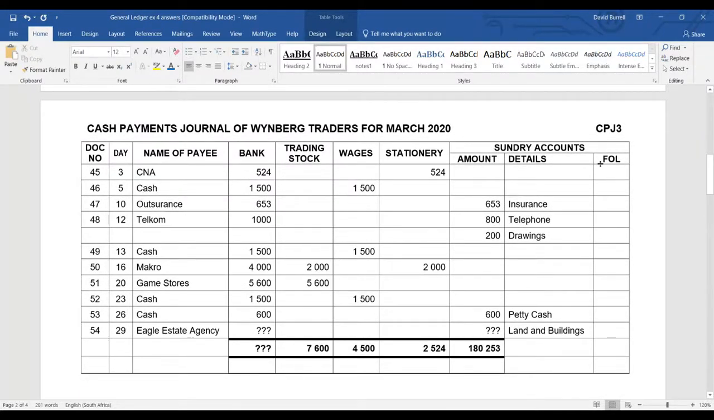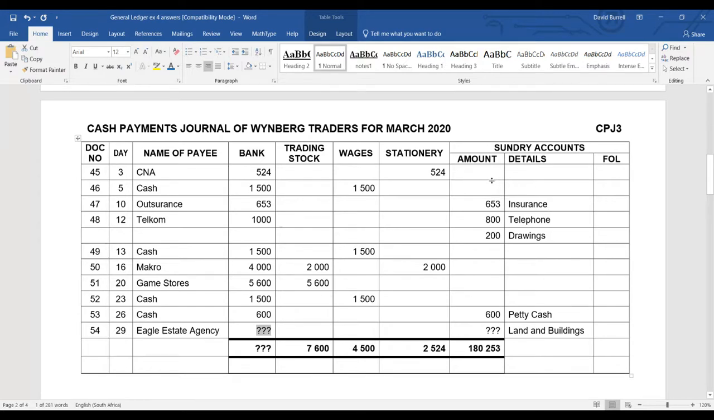So here we have a few question marks. And the one problem is in this last line, there are just no figures there at all. So the order in which we work out the missing amounts is quite important. For example, I can't work out the total of the bank column right now because there's a figure missing just above that. So I can't just go and add them up as I did for the cash receipts journal.